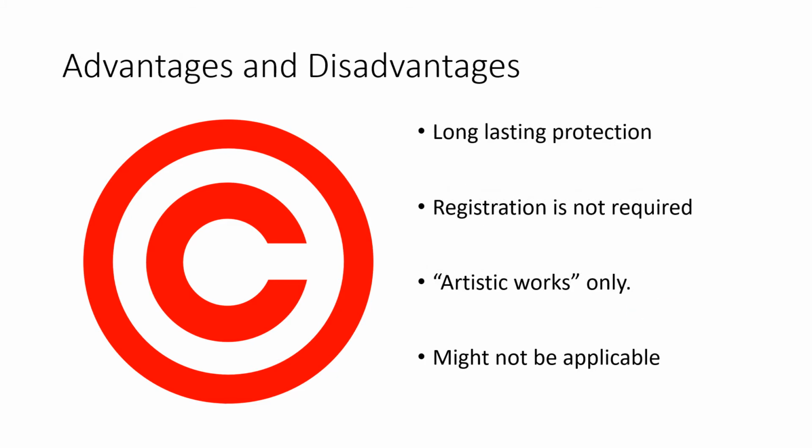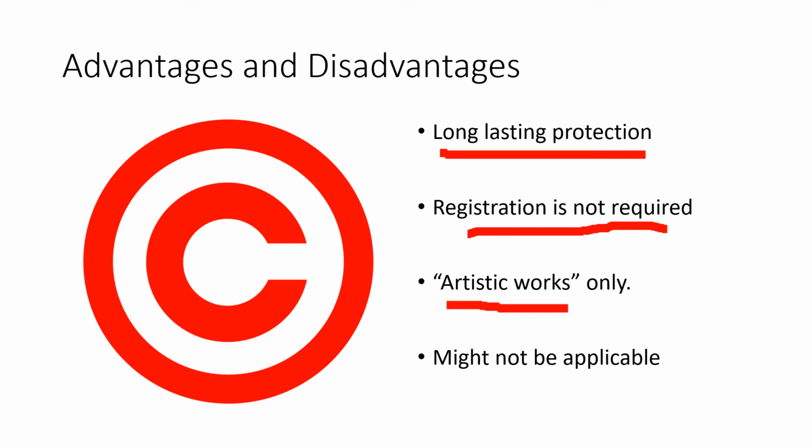Of course, copyright has a lot of advantages and disadvantages. First of all, it's just about the longest lasting form of protection that there is. Basically, the life of the author plus 50 years, depending on the jurisdiction that you're in. A registration is not strictly required in many circumstances, but it only applies to artistic works. So if you've got something which is of a purely industrial function, it probably isn't going to be covered by copyright protection.